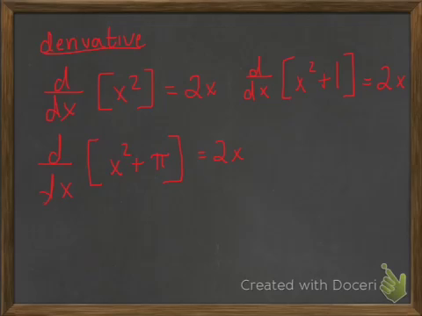Basically, what all these functions come down to is saying that the derivative of x squared plus a constant will always equal 2x. Now the constant has to be with respect to x, it can't be another variable, but with respect to x, it will always just equal 2x.